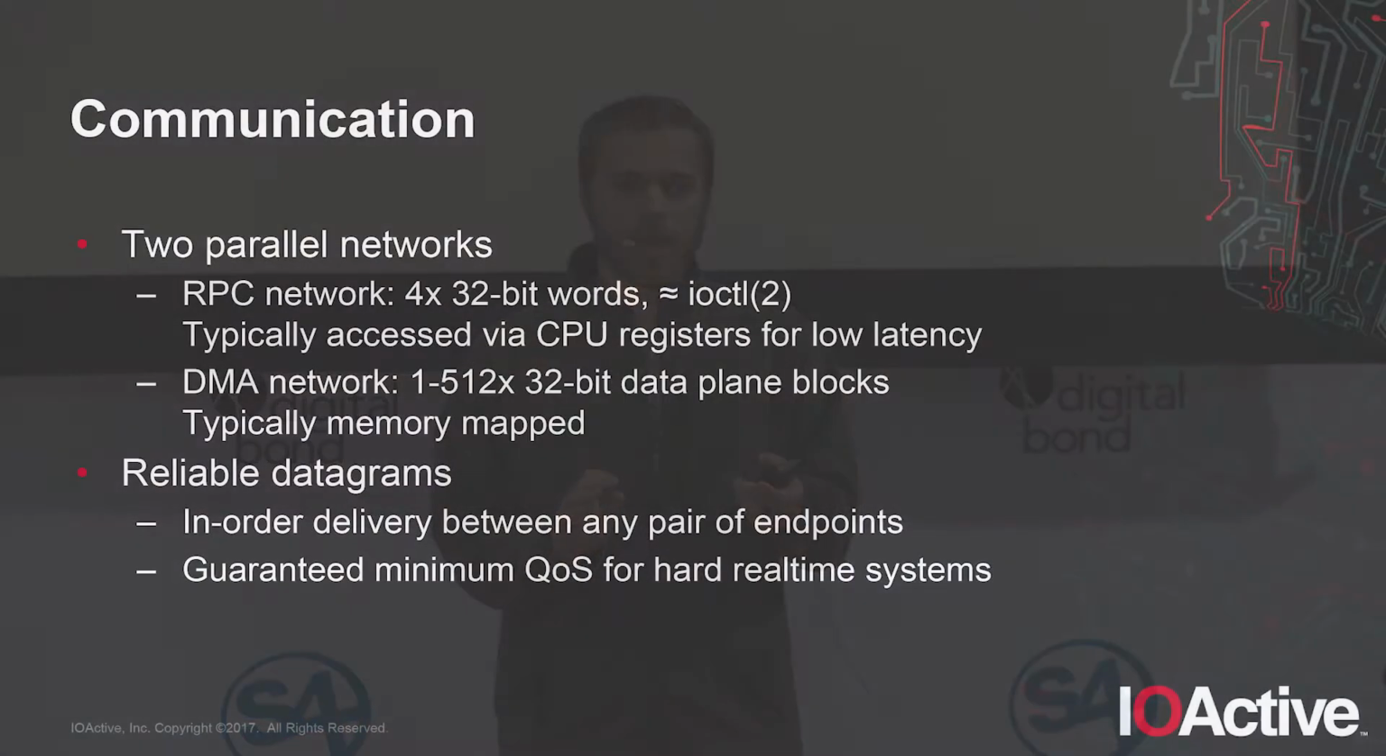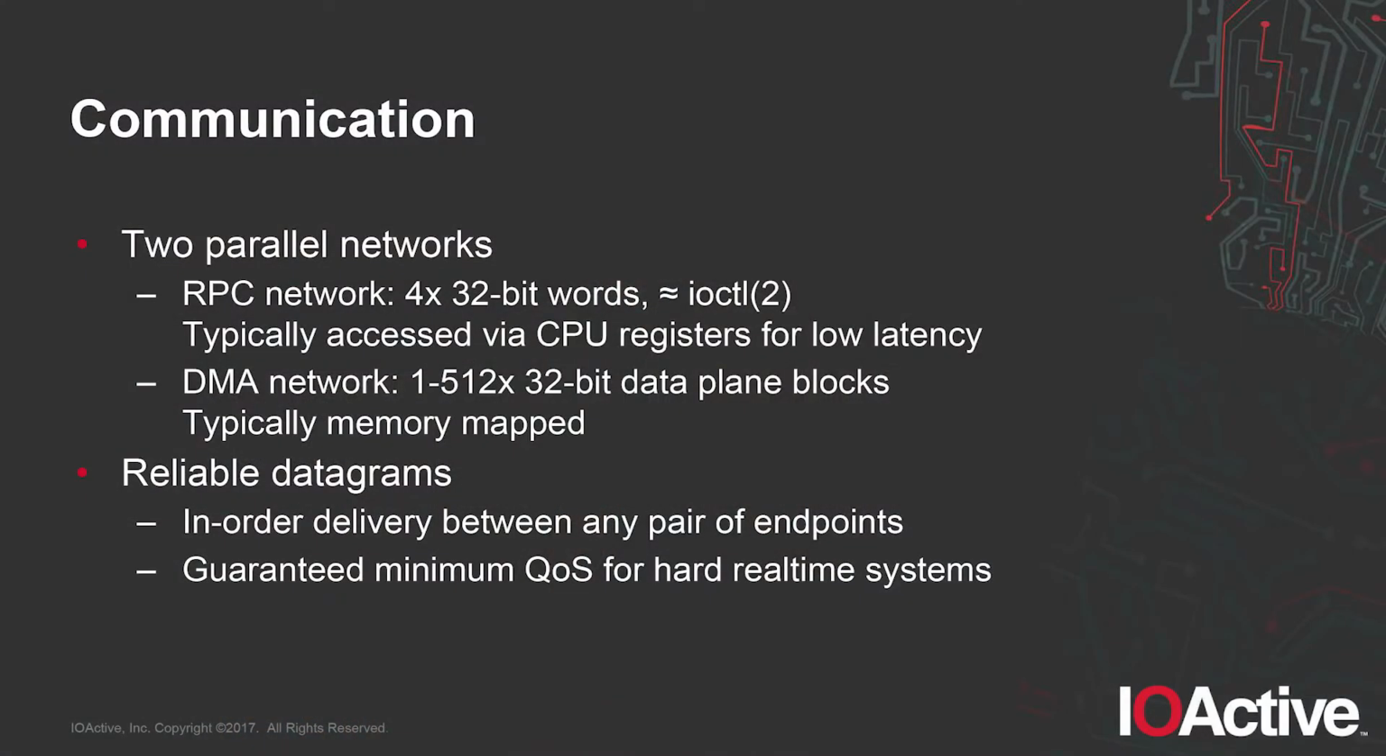So as a little bit of an aside, the design is not actually one network. I'm using two networks just to separate control and data. The RPC network is used for remote procedure calls, as the name implies, as well as interrupts and small control-related messages like that. This is 128-bit datagrams. It's typically register mapped in a CPU. And then the DMA network is used for, you guessed it, DMA and bulk data transfer.